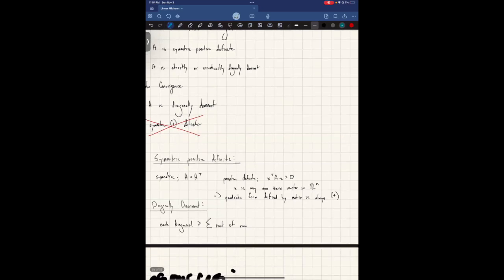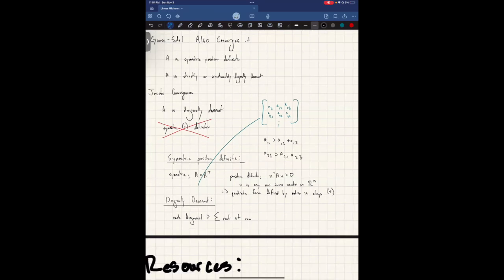And diagonally dominant just means that each diagonal is greater than the summation of the rest of the row. So just a little example on diagonal dominance would be if there's A11, A12, A13, then A21, A22, A23, this is 3 by 3. This would mean that A11 is greater than A12 plus A13, and A22 would be greater than A21 plus A23, and that's diagonal dominance.